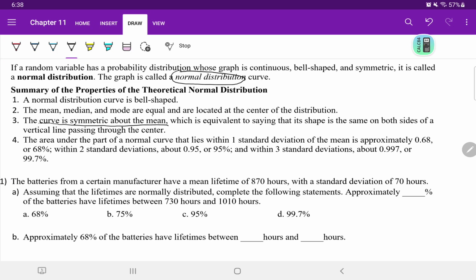The area under the part of a normal distribution curve that lies within one standard deviation of the mean is approximately 0.68, which is 68% as a percentage. Within two standard deviations of the mean, that is going to be 95% of data. And within three standard deviations of the mean, that is going to be 99.7% of data. And once again, those are probabilities. And the area under the curve, the area under part of the normal curve, is referred to as a probability.